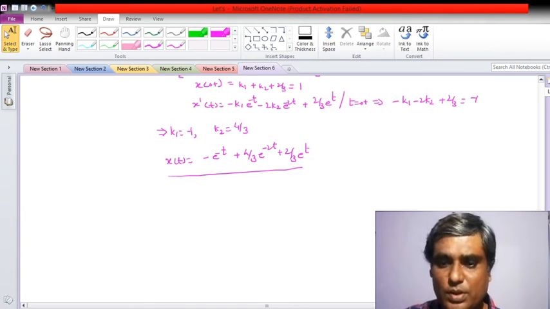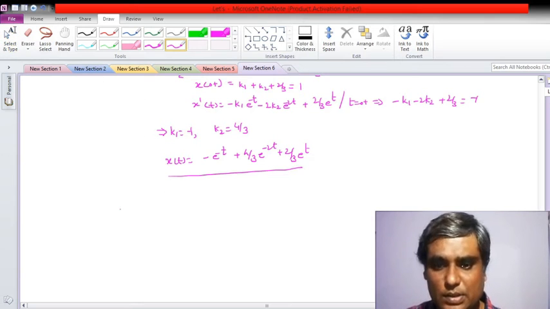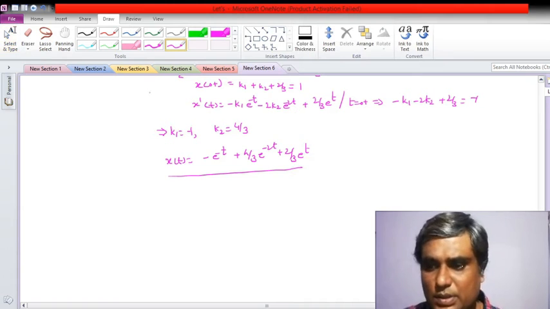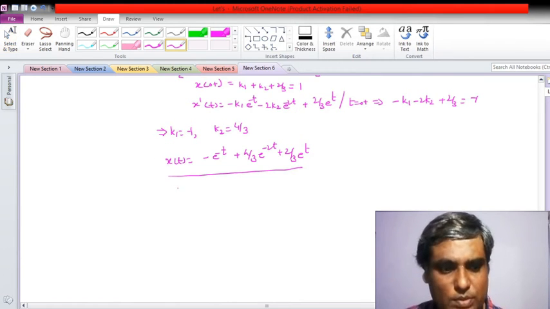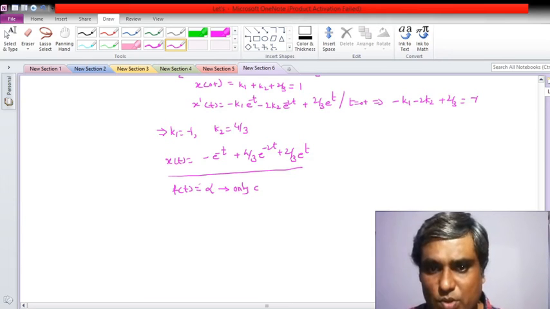Now, for the next forcing function, suppose I take a constant forcing function. Suppose my f of t is equal to alpha, that is, only a constant. So how can we solve that?